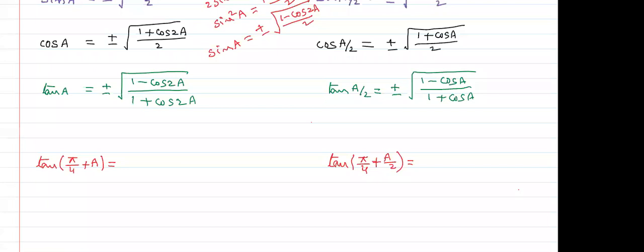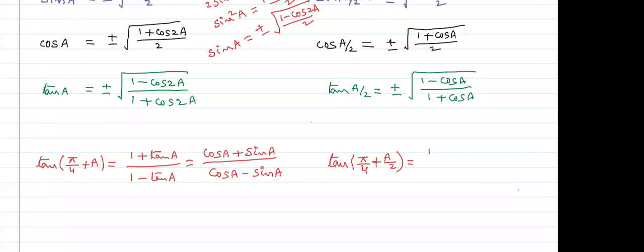Now see here, tan pi by 4 plus a. Tan pi by 4 plus a is in the form of tan of a plus b: tan a plus tan b by 1 minus tan a tan b. So how to write it? That is 1 plus tan a divided by 1 minus tan a. We can write another form also, that is cos a plus sin a divided by cos a minus sin a.